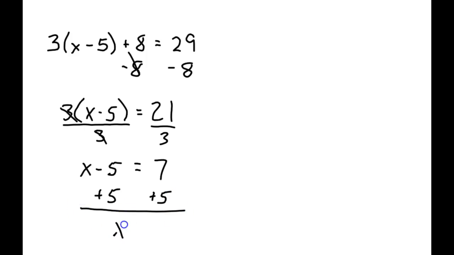So now we're left with x equal to 7 plus 5, which is 12. So going through isolating, solving for a variable using the inverse order of operations.